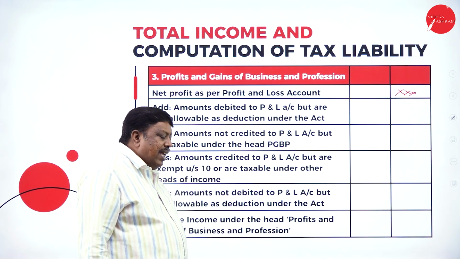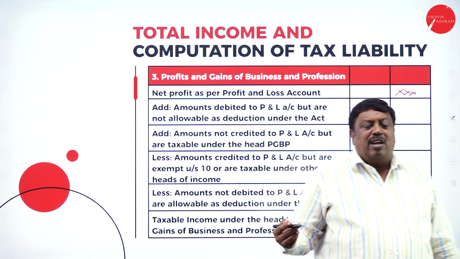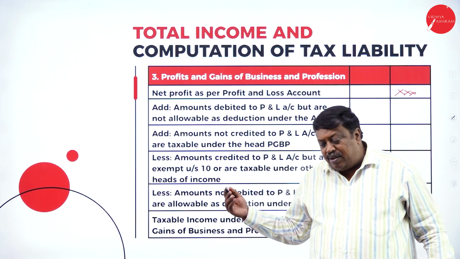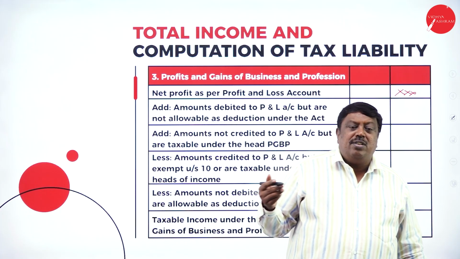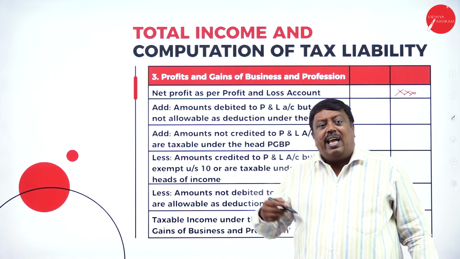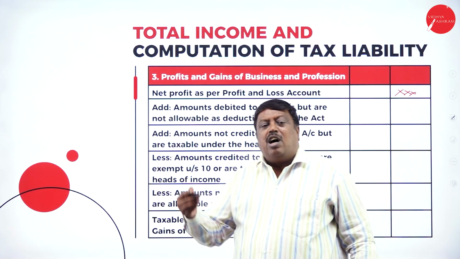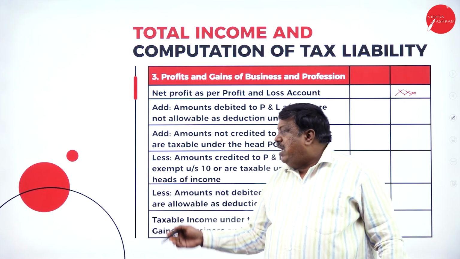Next, amounts credited to the P&L account but are exempted under section 10 or taxable under other heads of income. They are saying that sometimes on the credit side of the profit and loss account we record agricultural income received, winnings from lotteries, commission received on rendering services, interest received on investments, or interest received on government securities. Whatever we have recorded, that should be deducted.